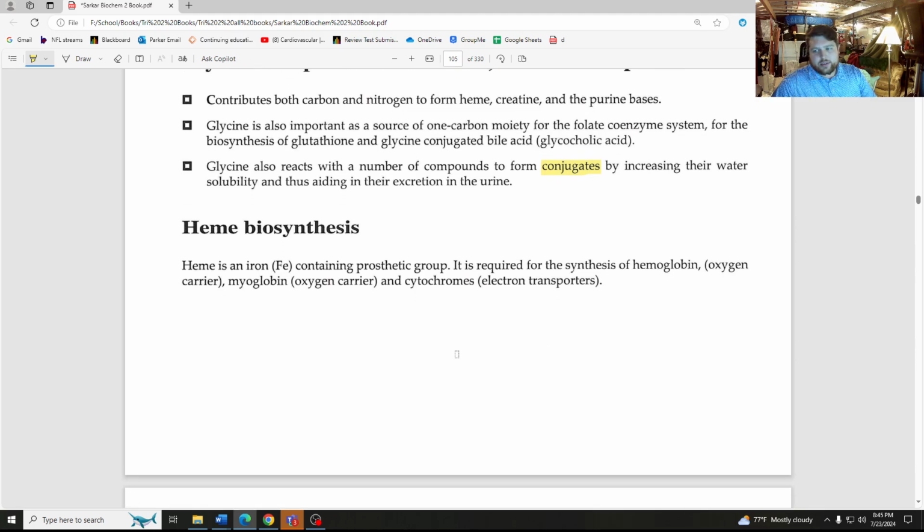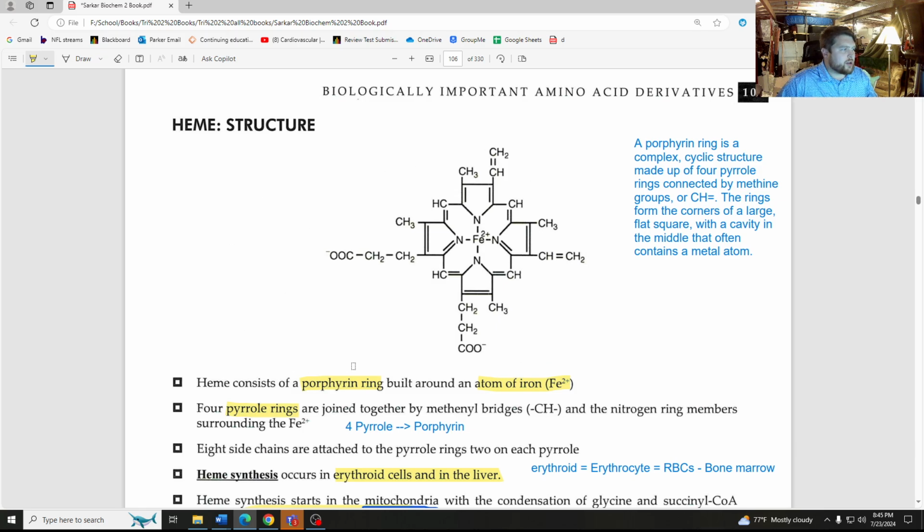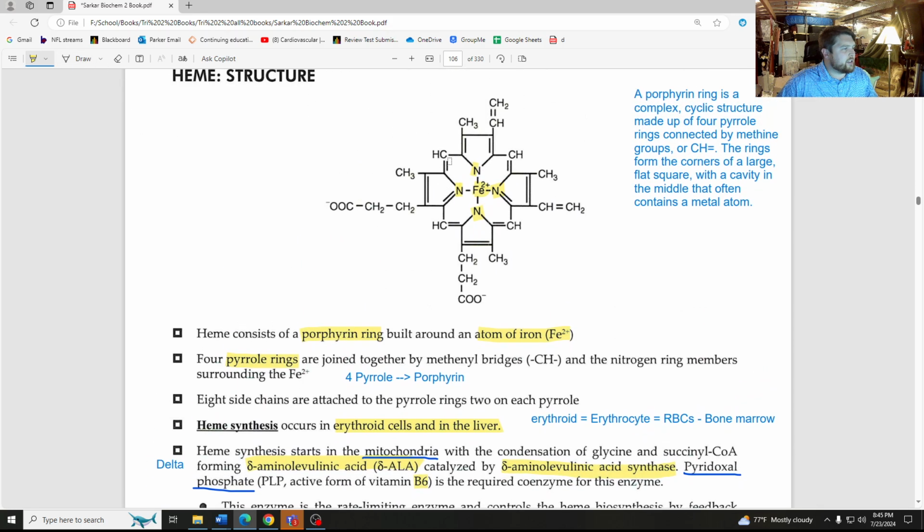So heme biosynthesis. Heme is an iron-containing prosthetic group. That's super important. Remember, iron is what is inside of heme. It is required for the synthesis of hemoglobin, myoglobin, and cytochromes. This is the beautiful structure of heme with iron there at its very center. These are all nitrogenous, so there are our nitrogen bases there. And so heme consists of what's called a porphyrin ring, built around an atom of iron.